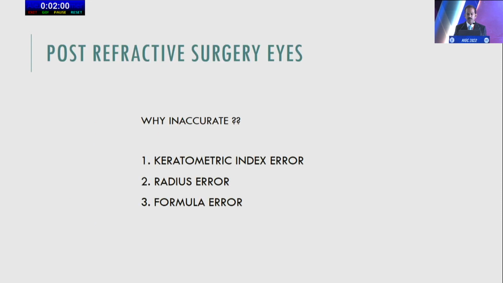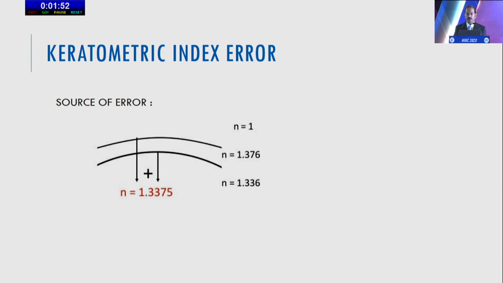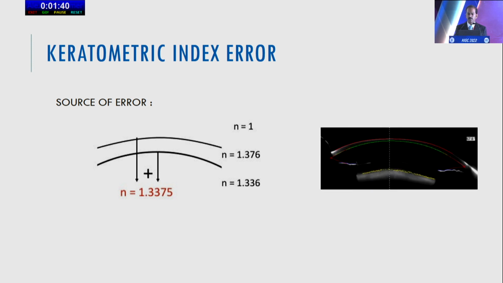The issue with calculation, the main situation here, is post-refractive eyes. The reason we have inaccuracy is that we have a keratometric index error, a radius error, and a formula error. In keratometric index error, generally in calculation you use a refractive index of 1.3375, which is actually a fictitious one because it assumes the anterior and posterior cornea to have a specific ratio.